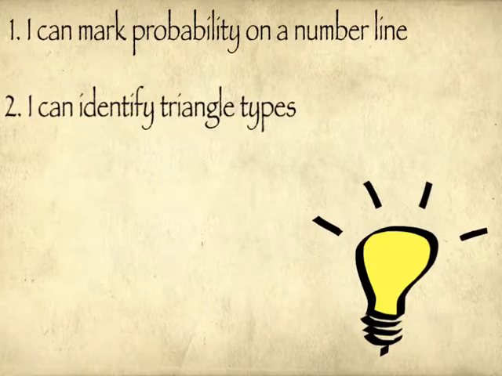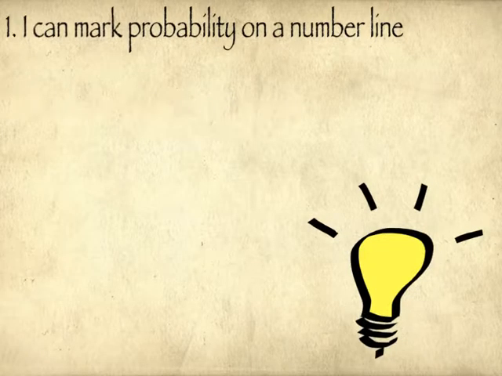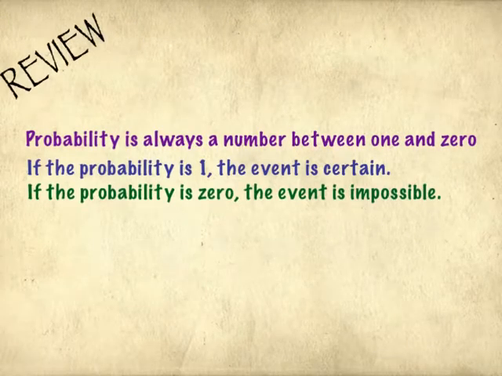And my voice is going a bit here, so I'm going to apologize to you in advance if I'm kind of crackly. But our objectives for today are to mark probability on a number line and to identify types of triangles. So we'll start by marking probability on number lines.